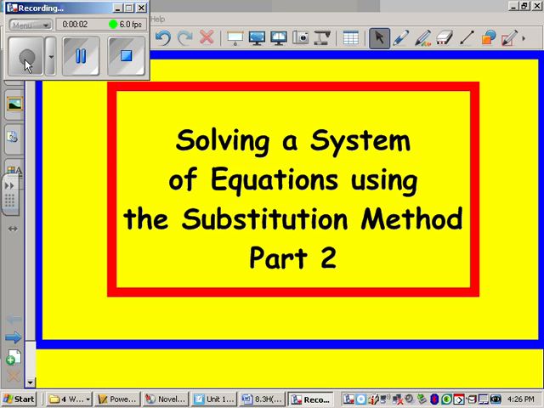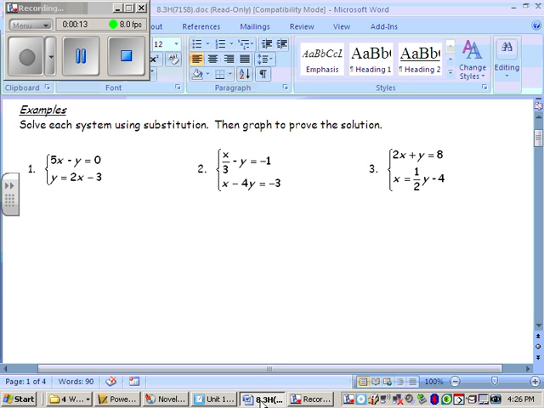In this lesson, you will continue to learn how to solve a system of equations using the substitution method. Let's take a look at some examples that better explain this concept. In this first example, we have two equations, which is called a system of equations.